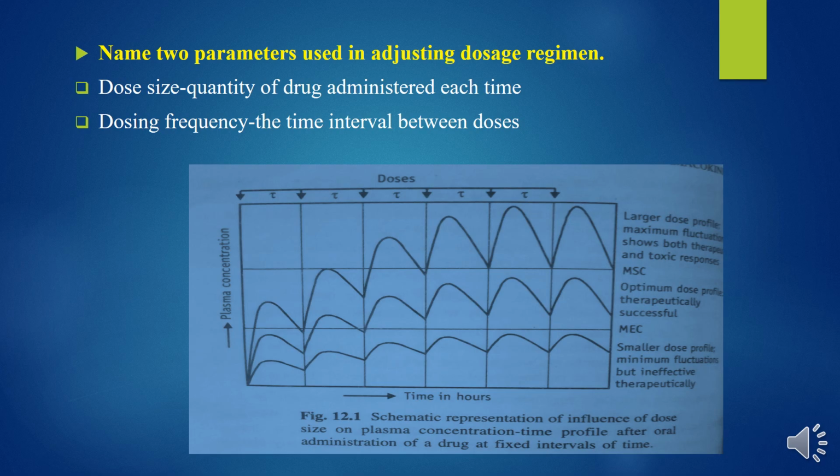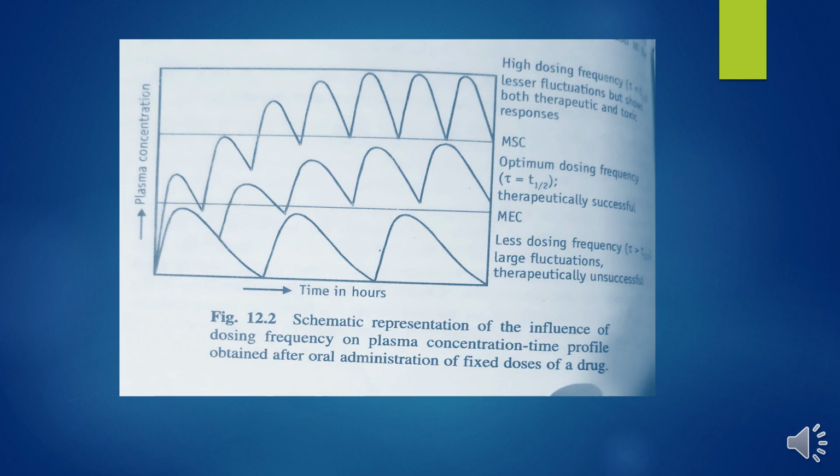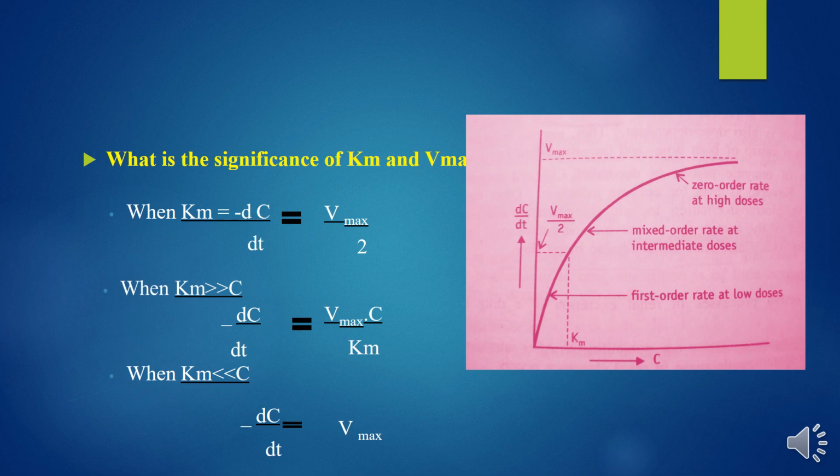we can see the maximum fluctuations in the therapeutic and toxic response. And the next parameter is dosing frequency. Frequency means the time interval between the doses. Explaining with the help of the schematic representation, we can see if the frequency is less, we can see large fluctuations and it may result in therapeutic unsuccessful reaction. Whereas if it is optimal, the interval becomes equal to the half-life and results in a therapeutic successful level. And if the dosing frequency is high, we can see lesser fluctuation, but we can see therapeutic as well as toxic responses.